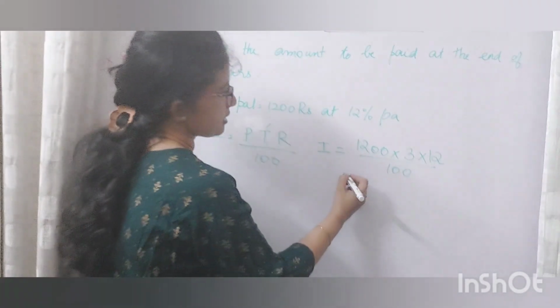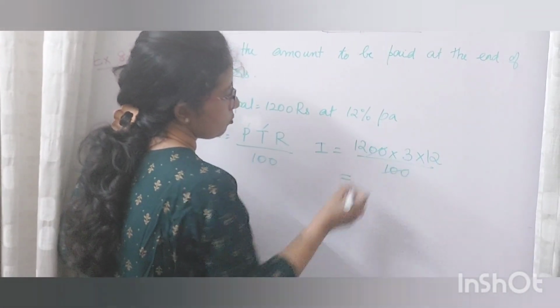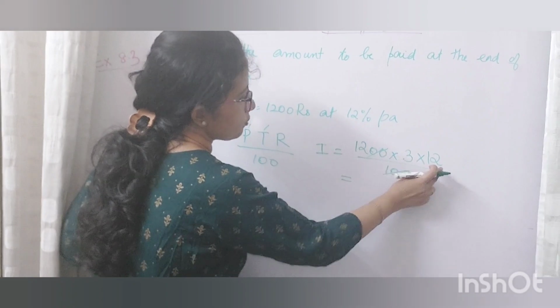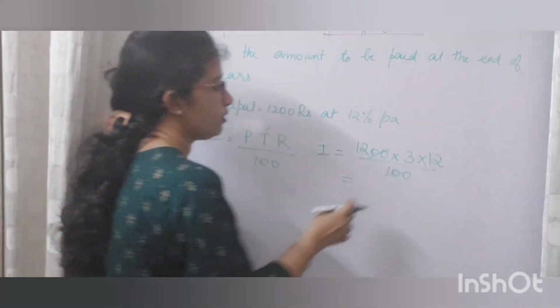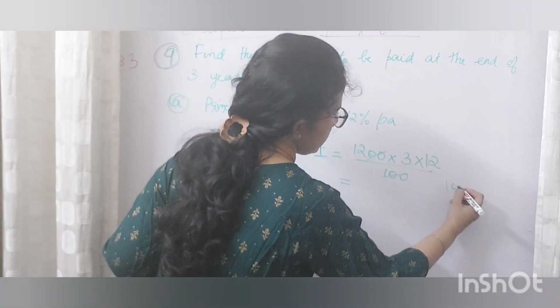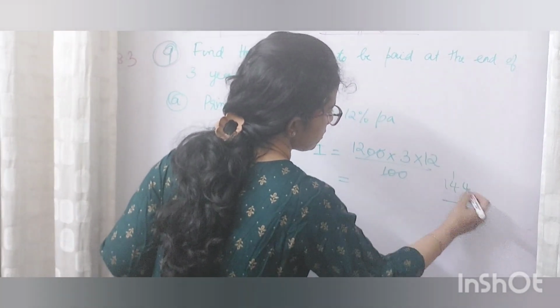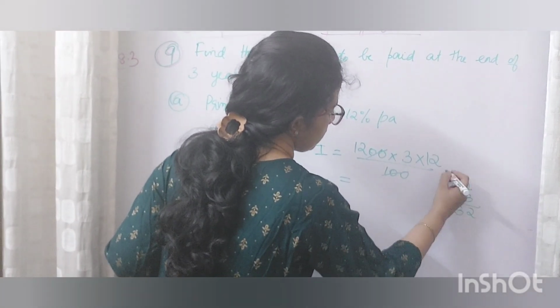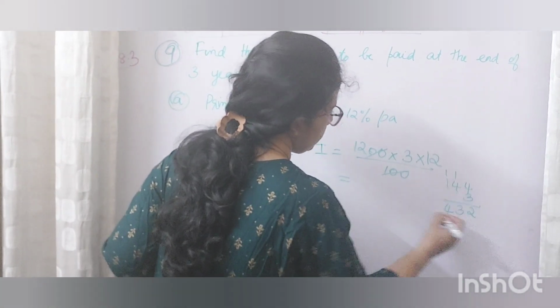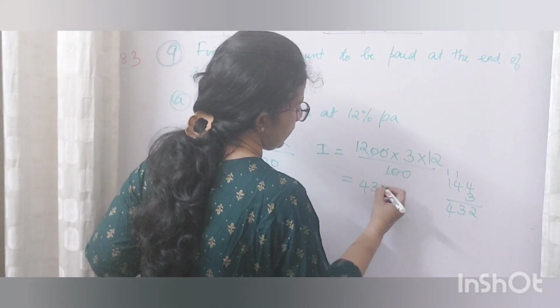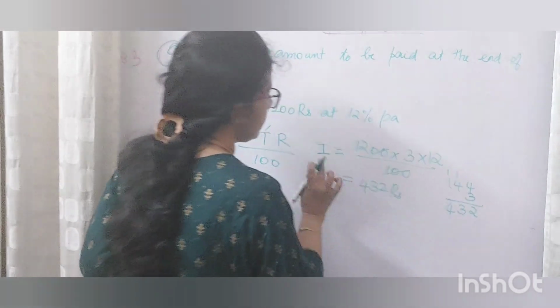Okay, which is equivalent to 2 cancel. 12 into 12 is 144. 144 into 3. 4 3s are 12. 1 4 3s are 12 plus 1 is 13. 432. So 432 rupees is the interest.